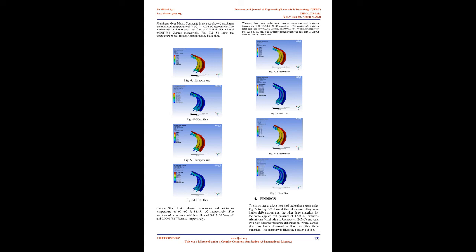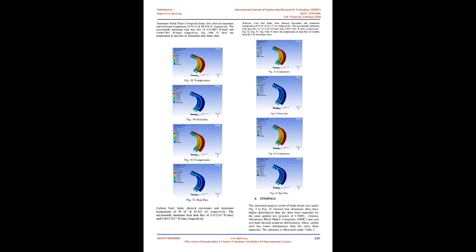Thermal analysis of aluminum metal matrix composite brake drum. Aluminum MMC brake drum has showed maximum and minimum temperature of 90 °C and 88.458 °C respectively. The maximum and minimum total heat flux of 0.007160 W/mm² and 6.1593E6 W/mm² respectively. Fig 42 and 43 show the temperature and heat flux of aluminum MMC brake drum.